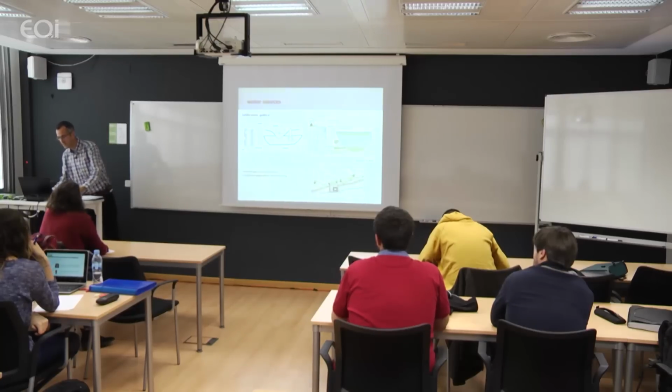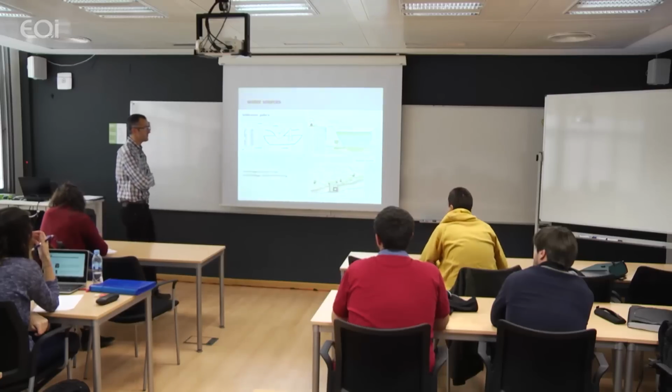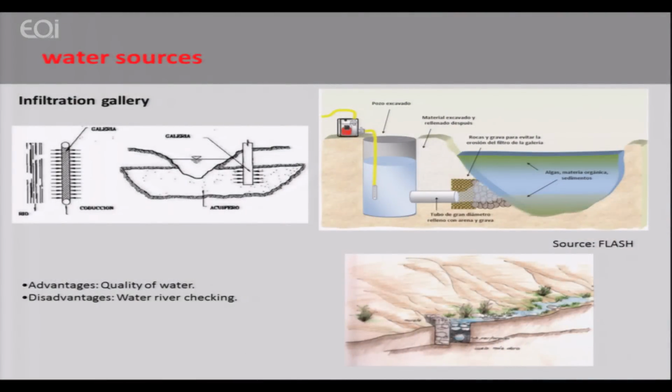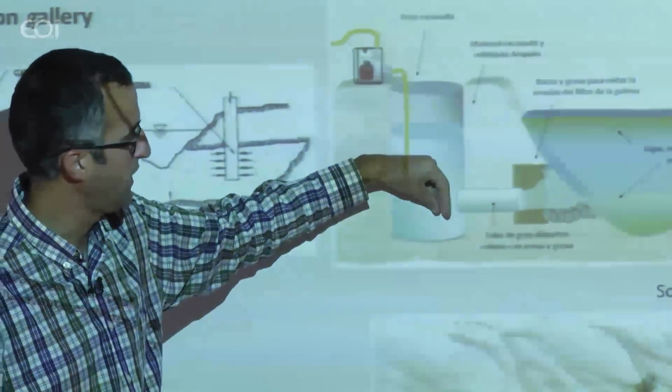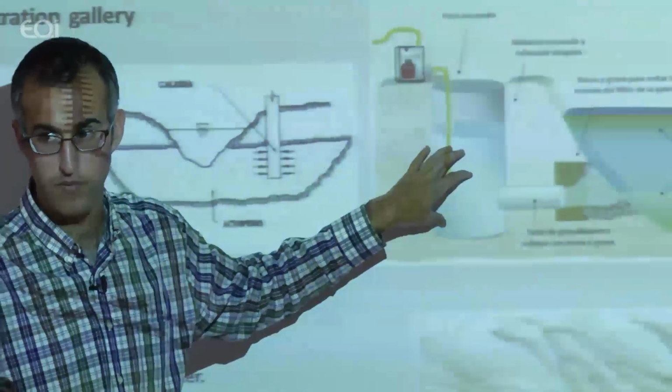Okay, so then we have an infiltration gallery. For example, imagine that you have a river here. Taking the water from the river is sometimes not such a good idea, because it's not so clean. But if we make an excavated well near the river, to connect the river and the excavated well we can make an infiltration gallery, made with a pipe full of sand and gravel, so that you are taking the water from the river into the excavated well, but it's going to be filtered and of better quality than on the surface, than in the river. Okay?